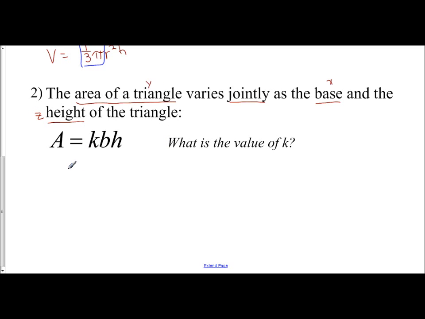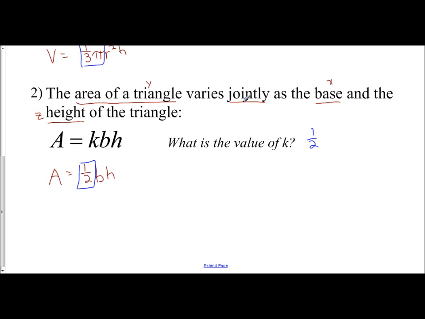What is the k? And so area of a triangle is represented by the formula area equals 1/2 base times height. And so here then, that means my constant of variation, here's my base, here's my height, so that must mean 1/2 is the value of k.